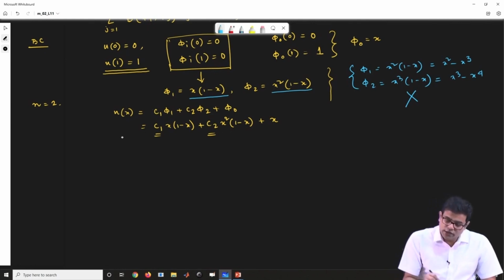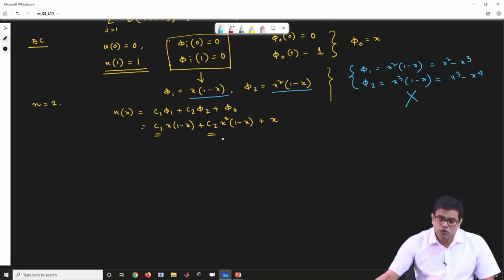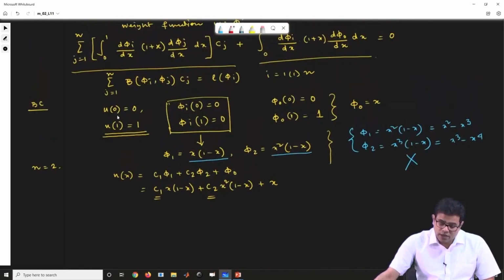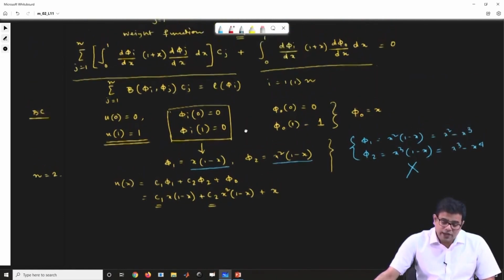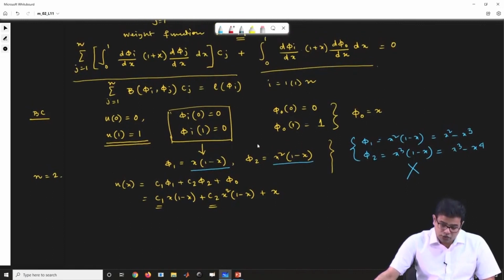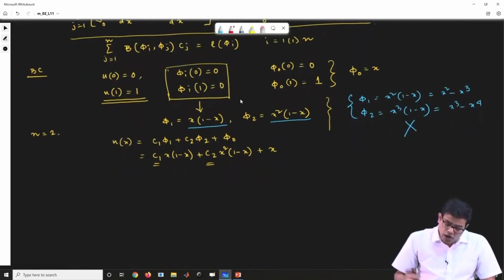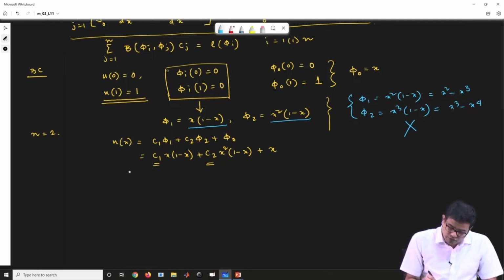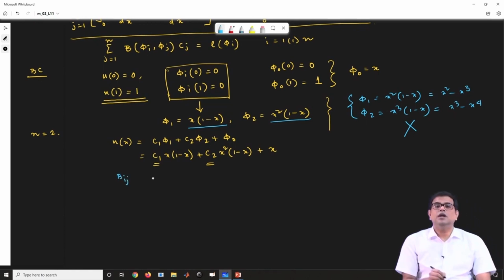Now, once we finalize our approximation and the choice of φ0 and φi's, then I can just put this in the equation. So let us now find out. First of all, let us find out the bilinear form B(ij), so the Bij's we will compute.